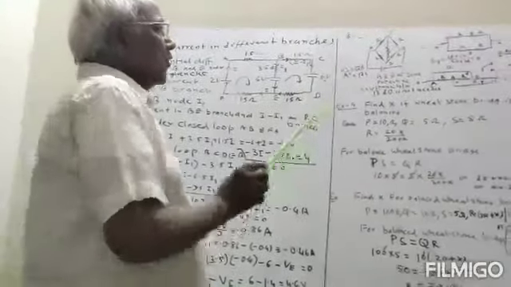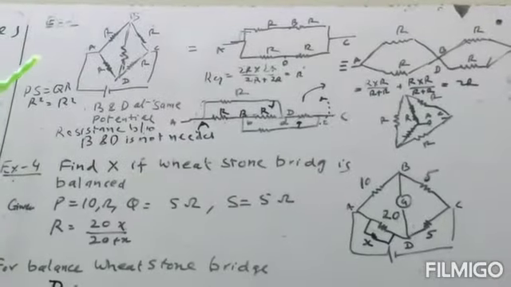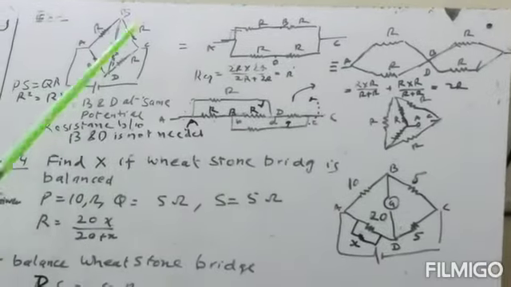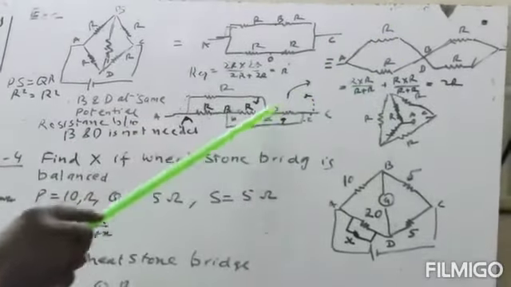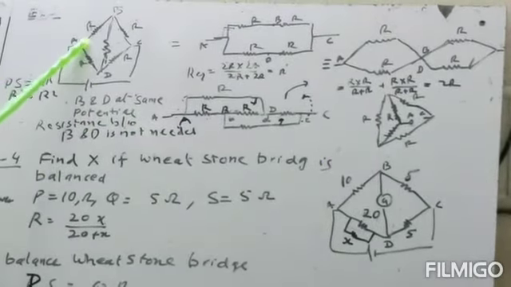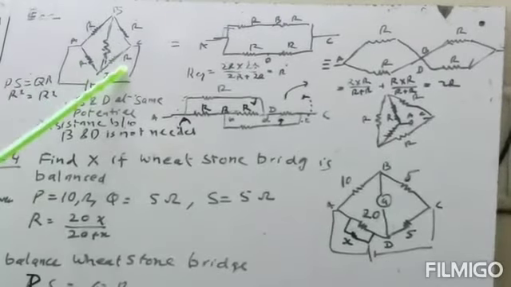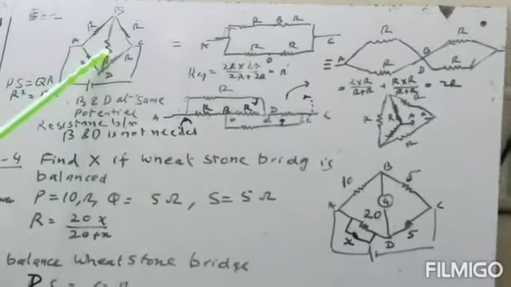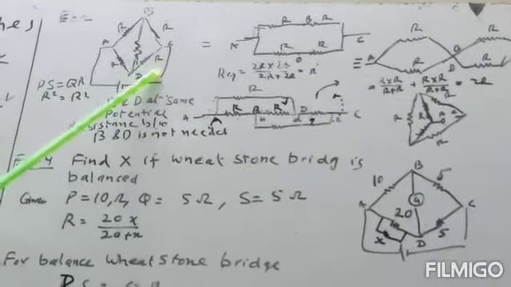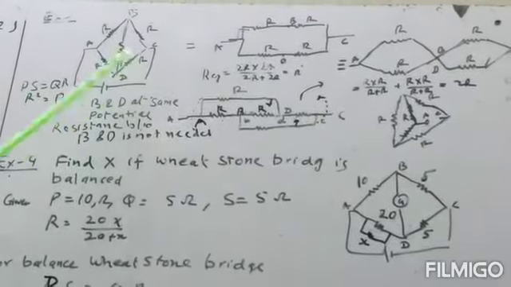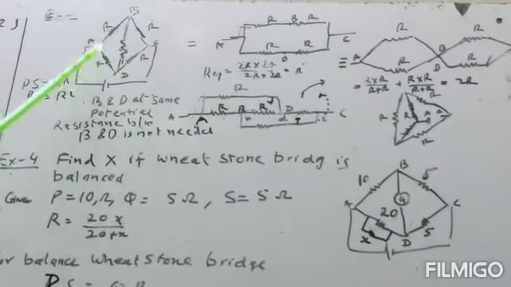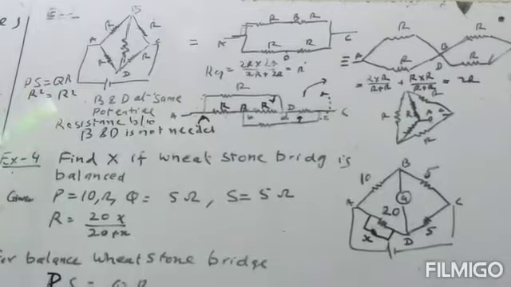Now we take the next problem, that is a numerical problem for the balanced Wheatstone bridge. I have given this circuit, this circuit, and this. These all circuits are equivalent because here the resistances are R, and in the BD branch the resistance is R. So P into S will be equal to Q into R. So this is R into R, R square, is equal to R square, which means this is a balanced Wheatstone bridge.